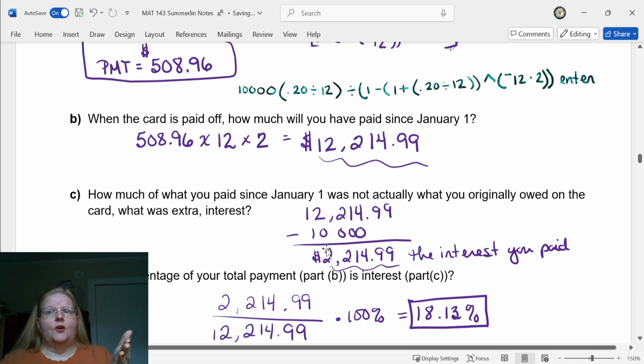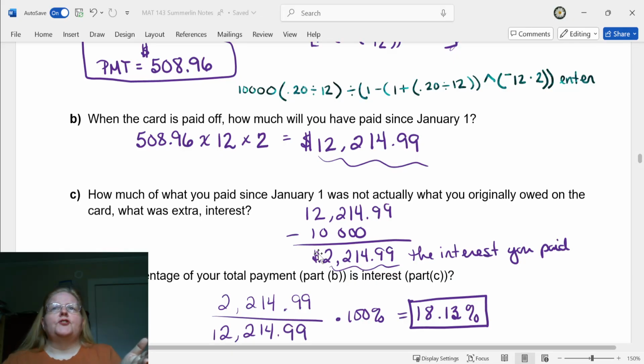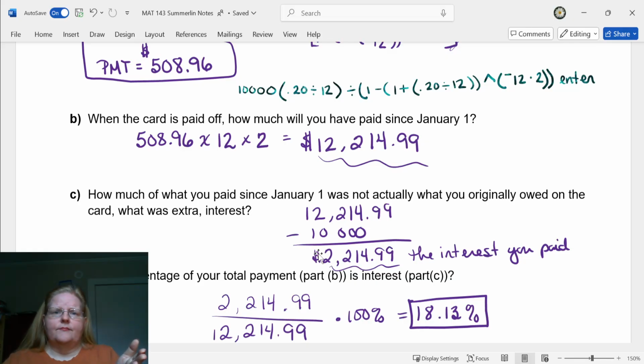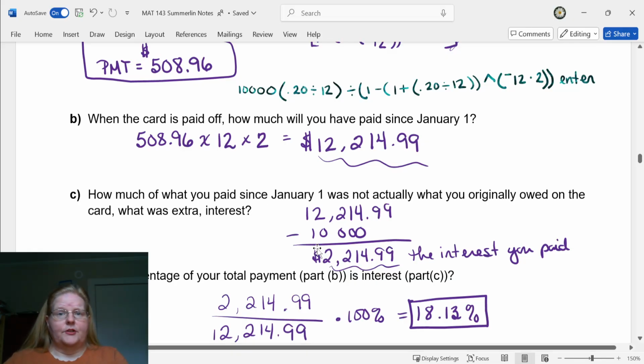That's just on credit cards. That's not talking about what happens with cars or houses or student loans or any other kind of loan that you might have. In fact, we need to talk about houses. That's what we're going to talk about next.